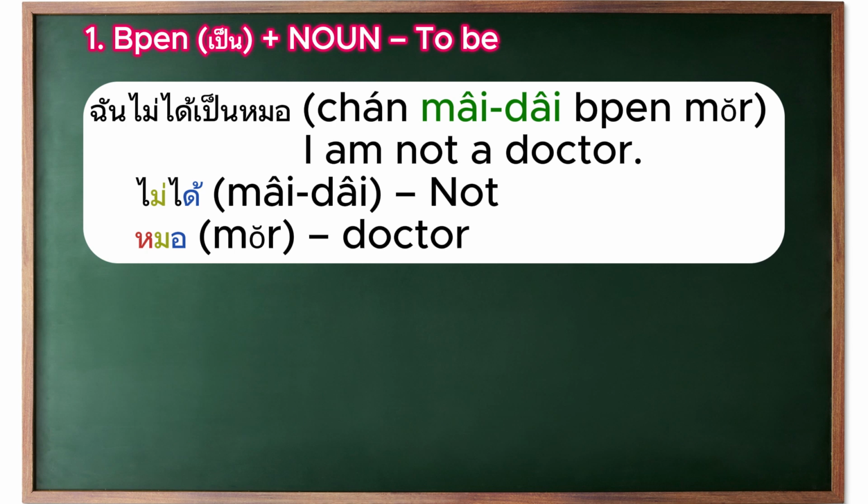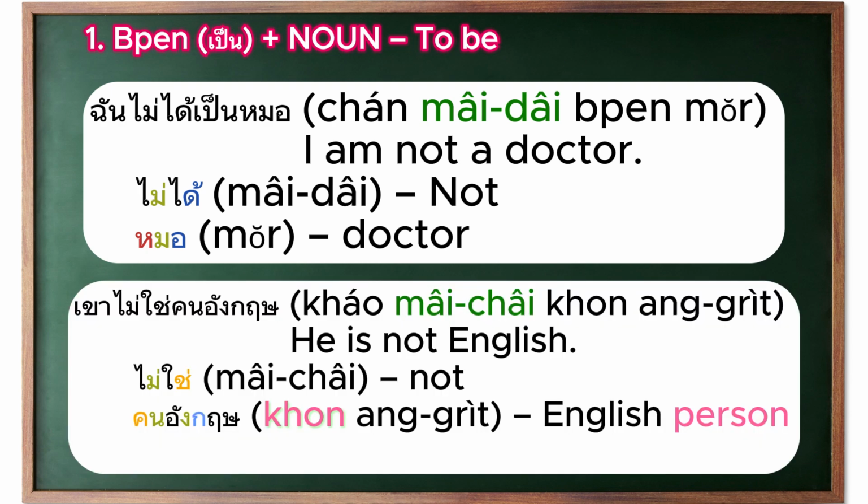ฉันไม่ได้เป็นหมอ, I am not a doctor. หมอ means doctor. For the negative form, we typically use ไม่ได้เป็น to indicate is not or am not. Another way to form the negative is by using ไม่ใช่. Let's look at an example. เขาไม่ใช่คนอังกฤษ, He is not English.